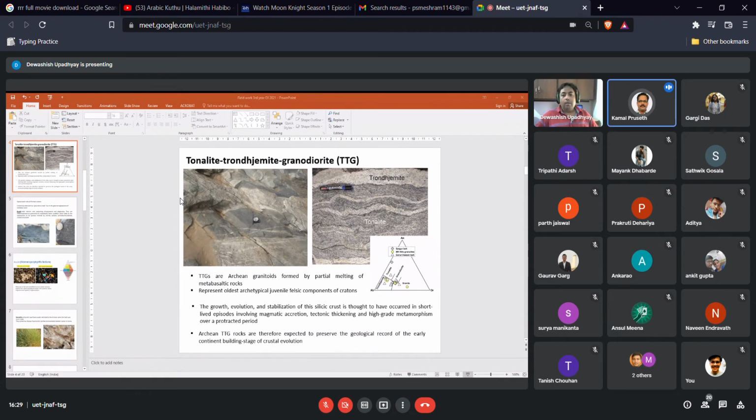Dr. Upadhyay told that these TTGs are produced because of partial melting of basalts. So basalt is metamorphosed and then partially melted to form these TTGs. So the natural question is, what happens to the partial melting of the granites at this time? The question does not arise because the granites were not there.